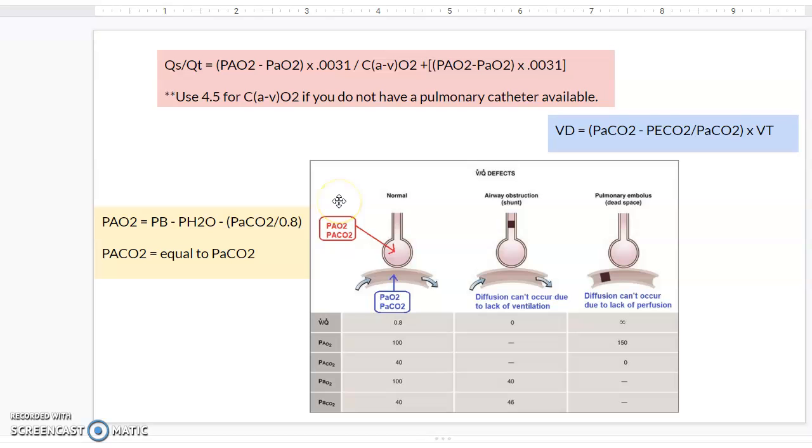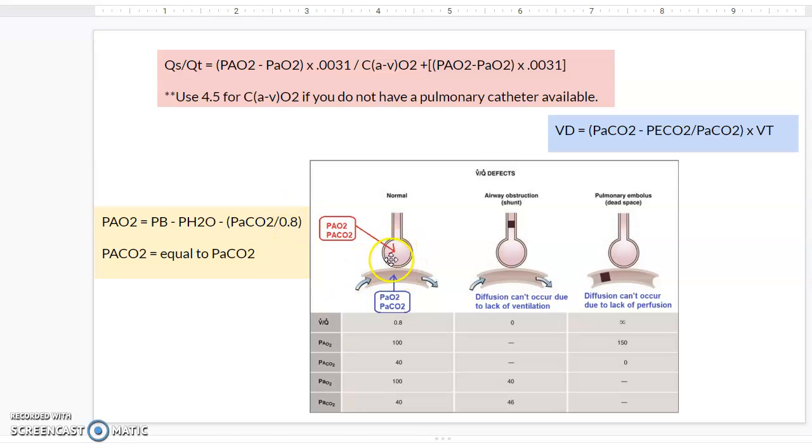So we are going to review methods to determine if it's not working correctly and what the problem is. Okay, so here we have a picture of a normal alveolus and a normal capillary bed. Inside the alveoli, for the PAO2, we use this equation here. The PAO2 is equal to barometric pressure minus the water vapor pressure, and then your PaCO2 divided by your respiratory quotient, which is 0.8.